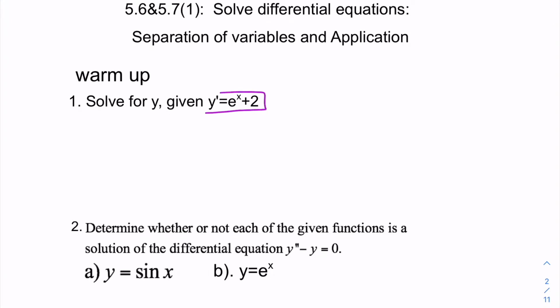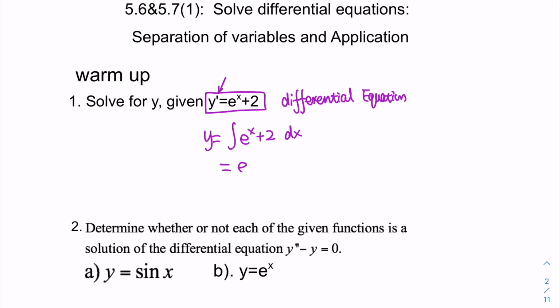If you look here, y prime equals e to the x plus 2. For any equation that has derivatives, we call it a differential equation. How do we solve this simple one? We just take the antiderivative. That gives us e to the x plus 2x plus c, and this is what we call the general solution.